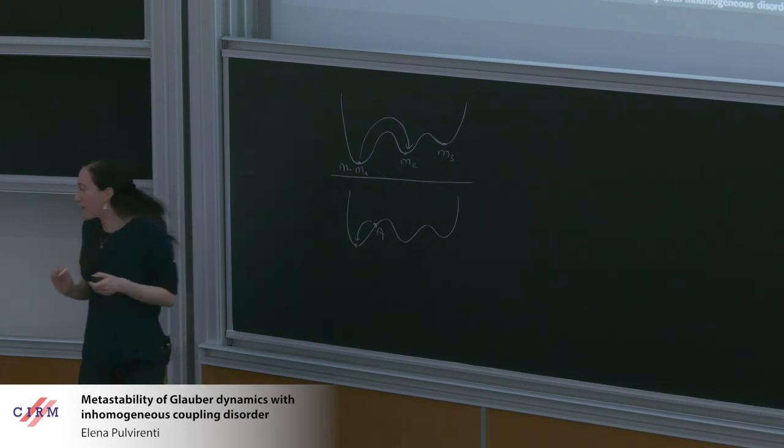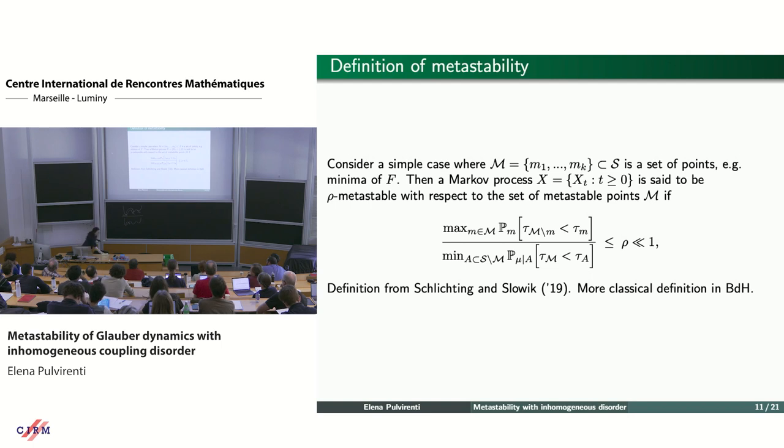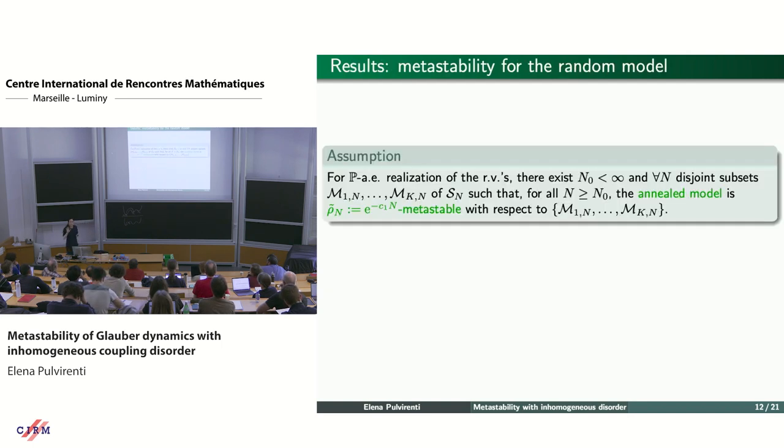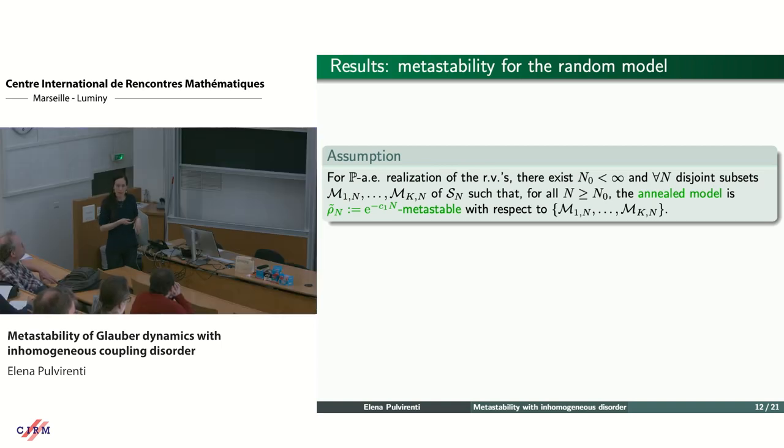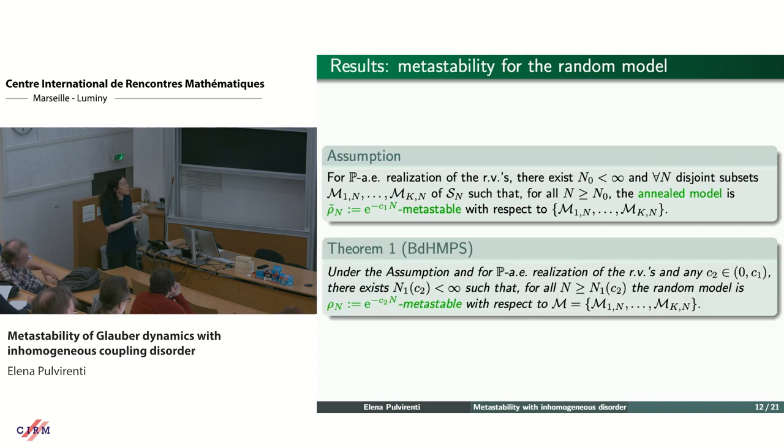Okay, this is our definition. And now the assumption. You don't have to read all the details of this assumption. The assumption is simply that the annealed model is rho metastable with respect to the definition that I just gave you, with this constant. Assume that this is true. Then the theorem says that also the quench model is rho metastable with the same set of metastable points.